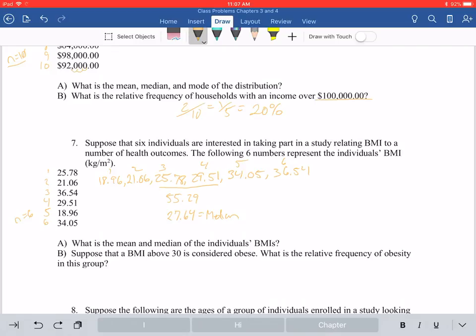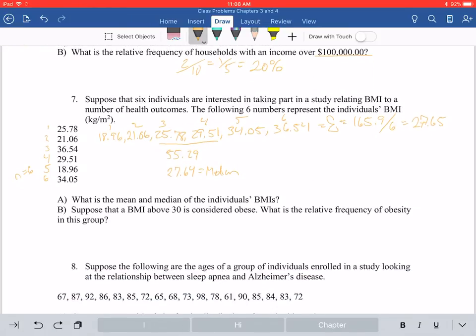Next thing they want to know is the mean. So when we add all these up, take the sum of them, it's going to equal 165.9 divided by 6 equals 27.65. And as you can see, our mean and median are very close to each other. So we know this, if we were to chart this out, it'd be potentially very symmetrical.